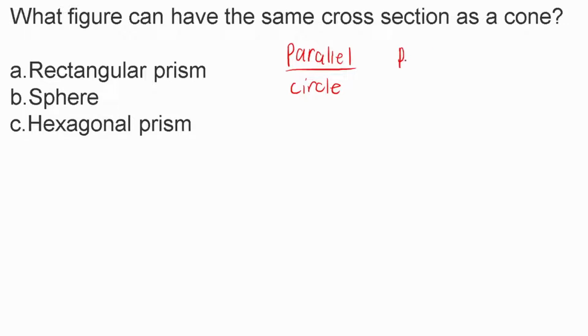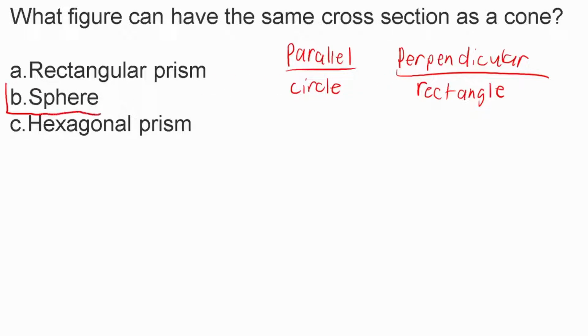And if we're perpendicular, we get a rectangle again. So, which of these is going to be the right answer from one of these? A rectangular prism, that could be, actually, but we don't even want that because we want the parallel to the base, right? So our answer here is going to be the sphere.